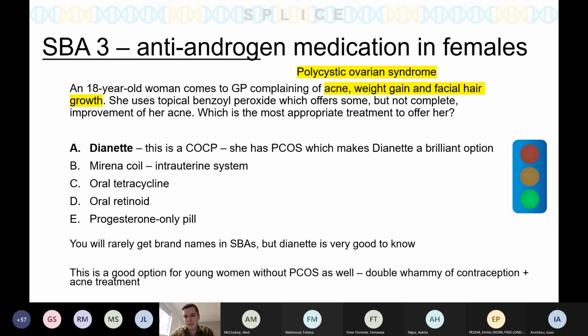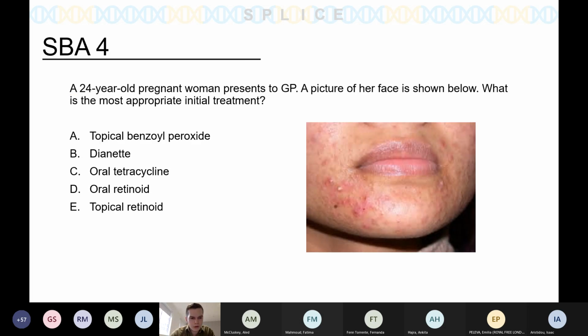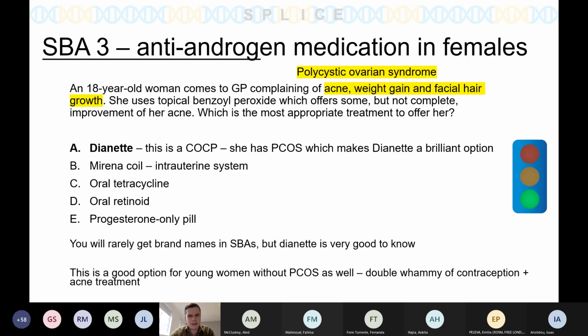Would we usually get brand names? Probably not, but Dianette is a special case, because I think it's particularly good. Maybe Amelia can comment on that. I think we have been asked about it previously, or we've certainly been taught about it. So no, it's not the norm to get brand names, but I thought it was worthwhile including. And other contraceptive methods, by the way, I don't think they do the same thing. Like, I don't think the Mirena coil, for example, would give you good acne control and contraception.